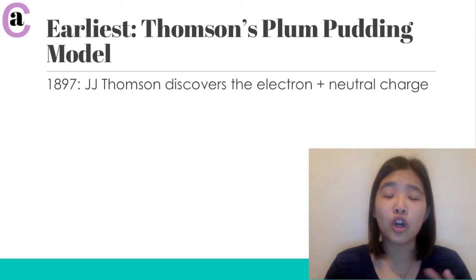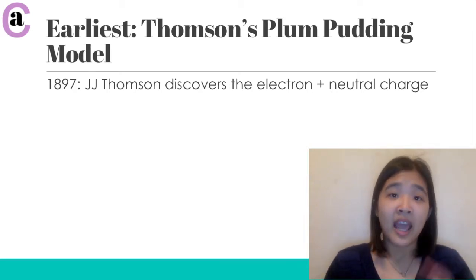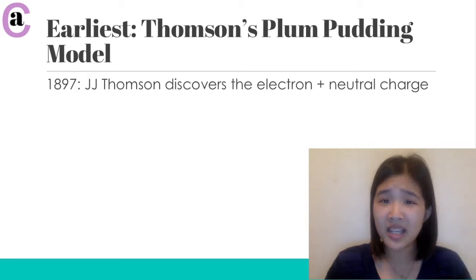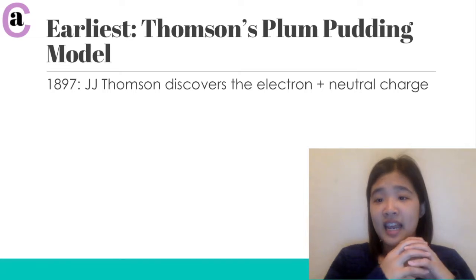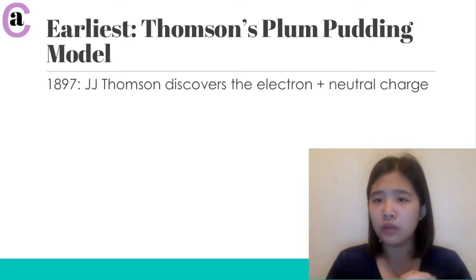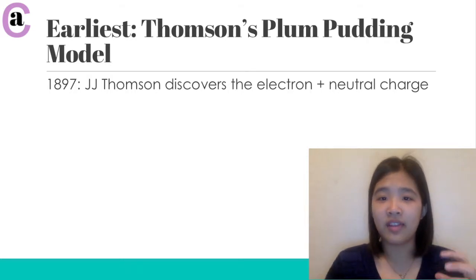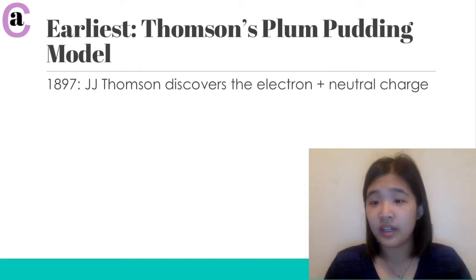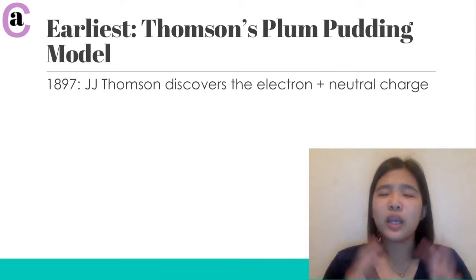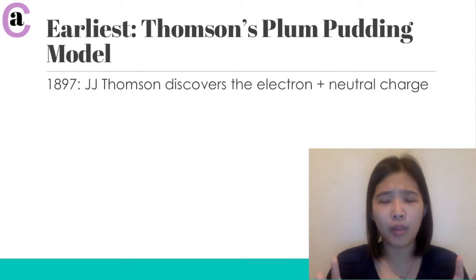One of the earliest theories was from a man named J.J. Thomson. In 1897, he discovered that the atom has a neutral charge overall. He discovered that you have electrons, so you also have to have protons. And so he put together something called the Plum Pudding Model.